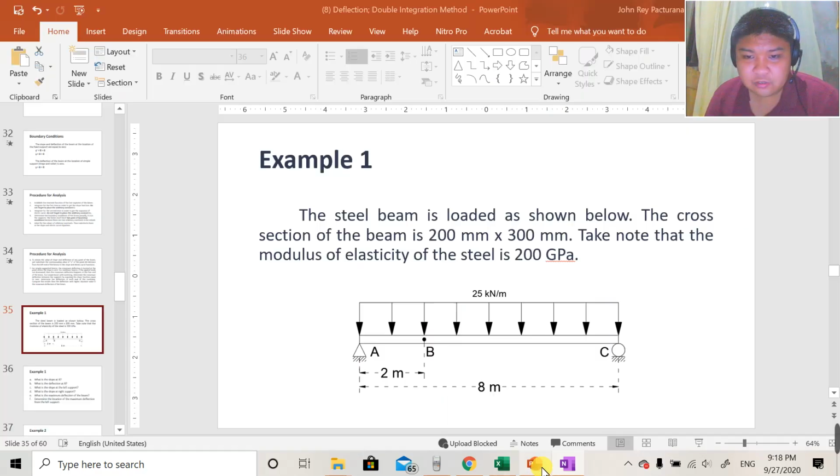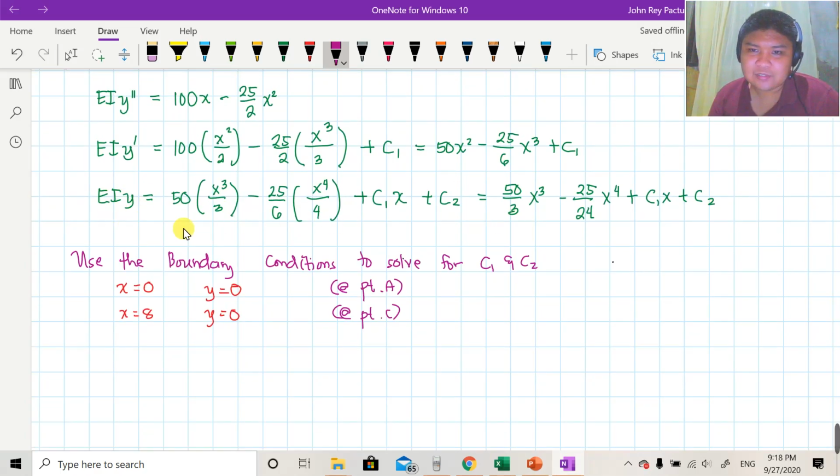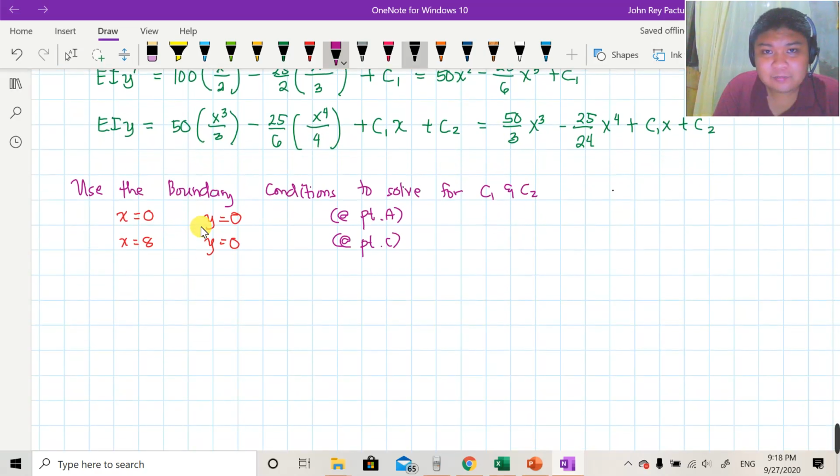So, para hindi kayo nalilito, ito yung point A, tapos ito yung point C. Kasi nga, di ba, common sense naman, wala namang deflection sa support in the first place. So, kung ang x is 0, which is the point A, dapat ang deflection ay 0. And kung yung ating point is nasa point C, therefore, the deflection din ay 0. So, ayan siya, ito yung representation niya. And paano natin to gagamitin para mahanap yung C1 and C2? Of course, isa-substitute nyo lang naman yung x and y. So, halimbawa, dito sa EIY, pag sinubstitute nyo yung value ng x na 0, and yung value ng y na 0, mahanap nyo yung C sub 2. So, di ba? Gamitin natin yon.